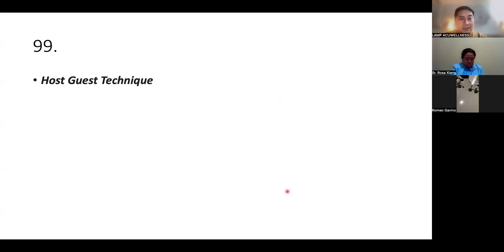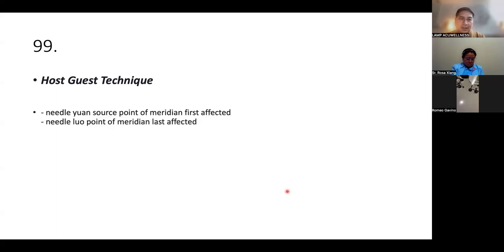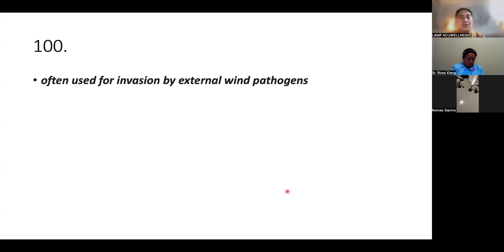Okay, how do you needle? How do you go about it? What do you needle first? Needle first the Yuan-Source point of the meridian, and needle the Luo point of the meridian last affected. Okay. Yuan-Source first, then Luo last. Often used for invasion by external wind pathogens. This is very common, especially in Manila now.